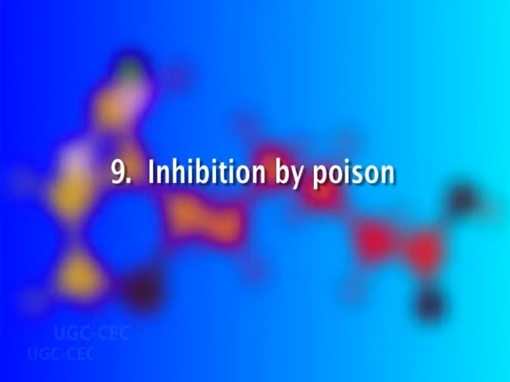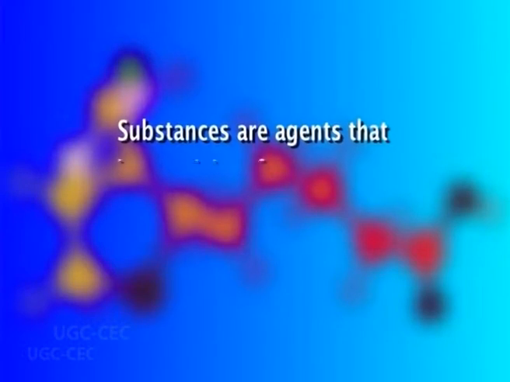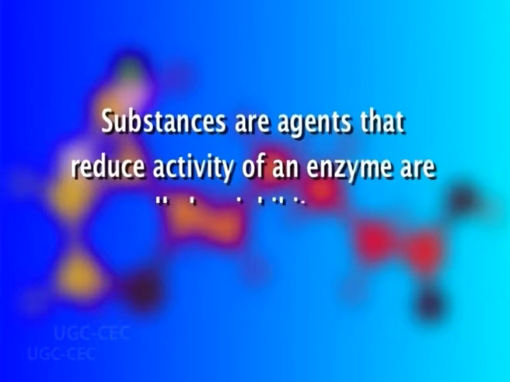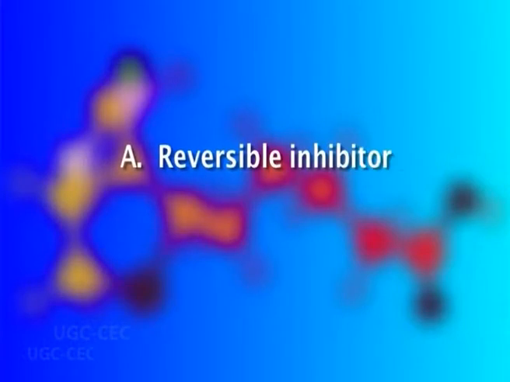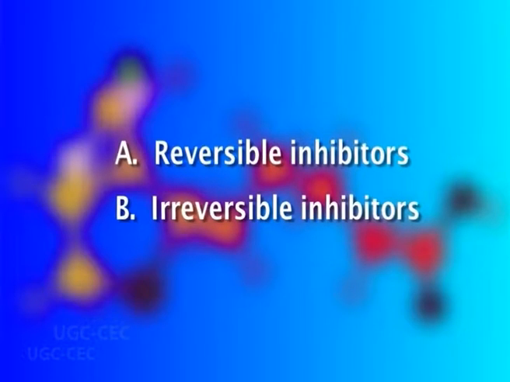Inhibition by poison. The activity of an enzyme is altered by many foreign substances that combine with it in a way that influences its substrate binding property and turnover number. Substances or agents that reduce the activity of an enzyme or inactivate it in this way are called inhibitors or enzyme poisons. An inhibitor binds to an enzyme either reversibly or irreversibly. Thus, the inhibitors are of two types: reversible inhibitors and irreversible inhibitors.